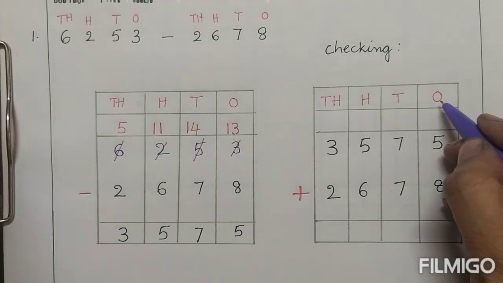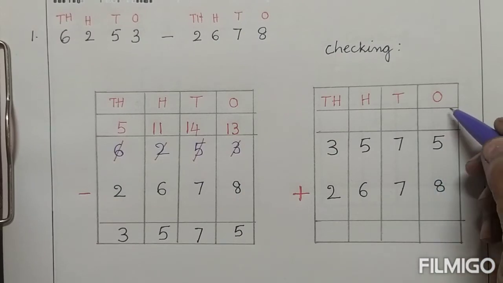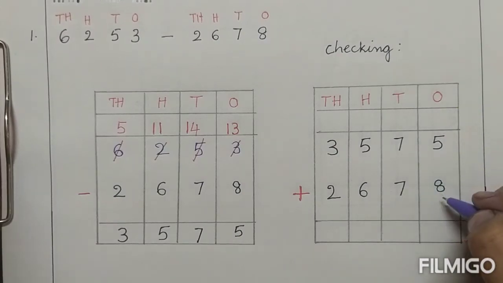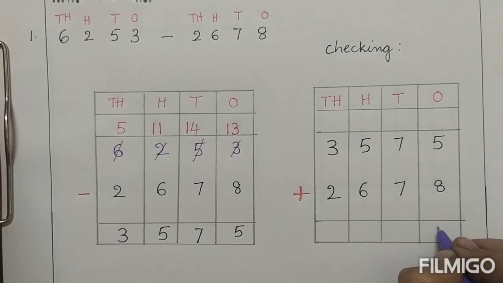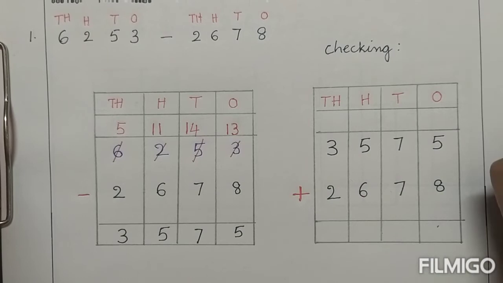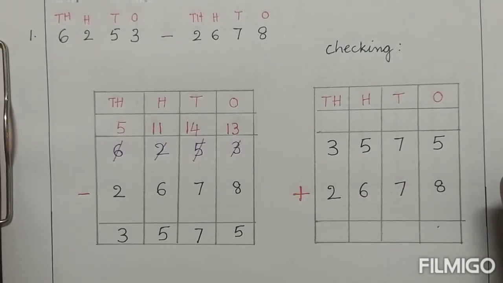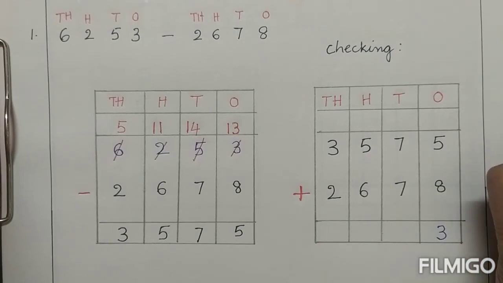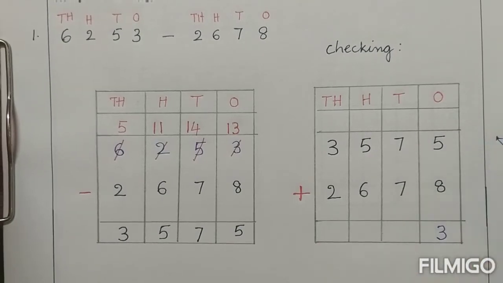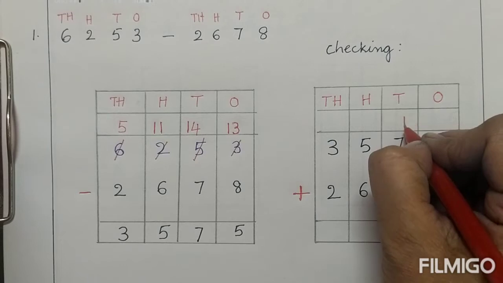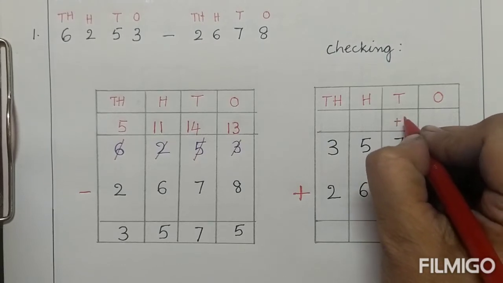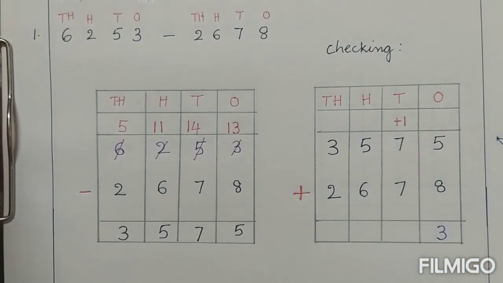Now see here, children, let's start from the ones column. 5 plus 8, how much? It is 13. So as we have two digits here, the first digit will sit in ones place, and this will go to the next column as a carry forward. So how will you write now here? We will write it as a plus 1. Yes, children?